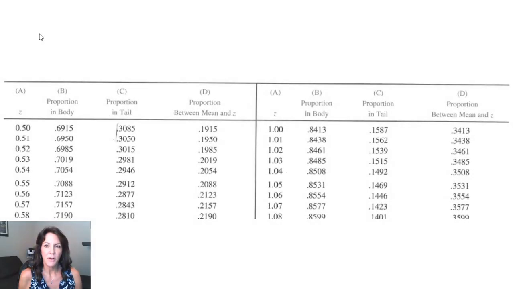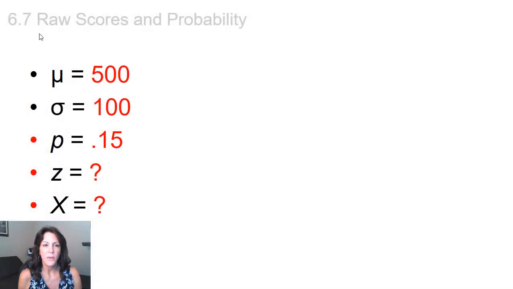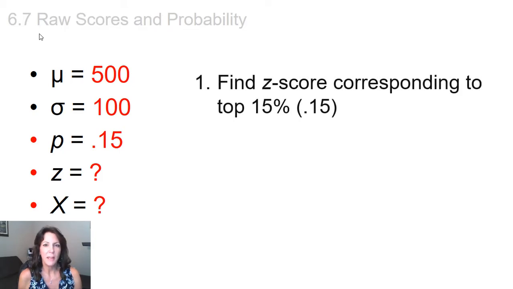So we have the table here, and we're going to look for 15% in the tail. We're looking for the top 15%, right? The closest thing we have to that in column C, proportion in the tail, is 0.1492, which is associated with a z-score of 1.04. So now we know the mean, the standard deviation, the probability, and we know the z-score is 1.04. And from all this information, we can figure out what raw score is needed at 1.04.